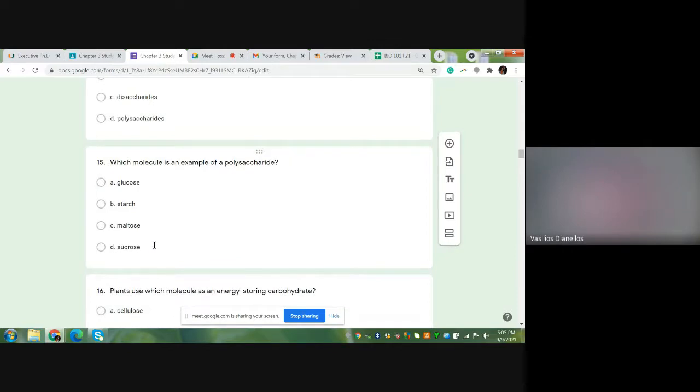Which is an example of a polysaccharide. Sure, you might get it. Yeah, you'll probably get some question like this because we talked about three of them, and you needed to know about each one of them. You need to know about starch, which is the energy storage for plants.